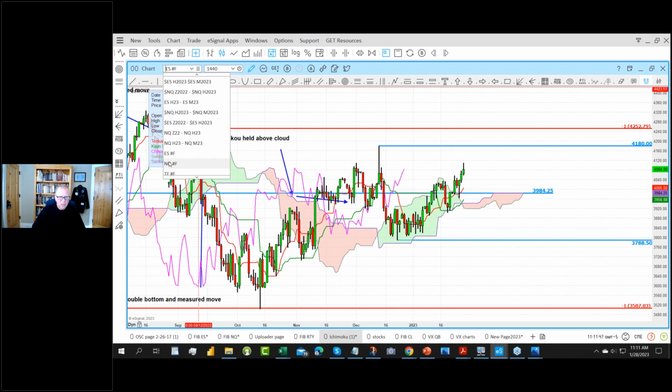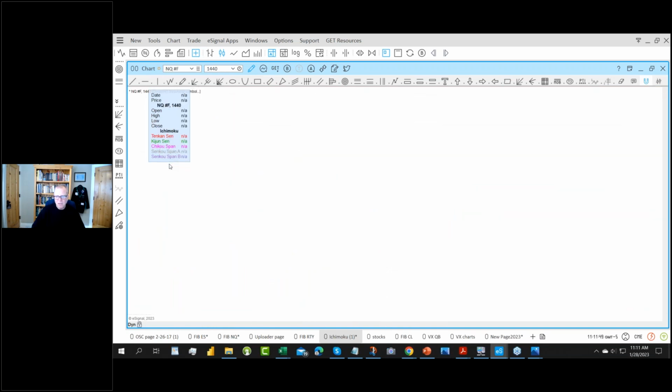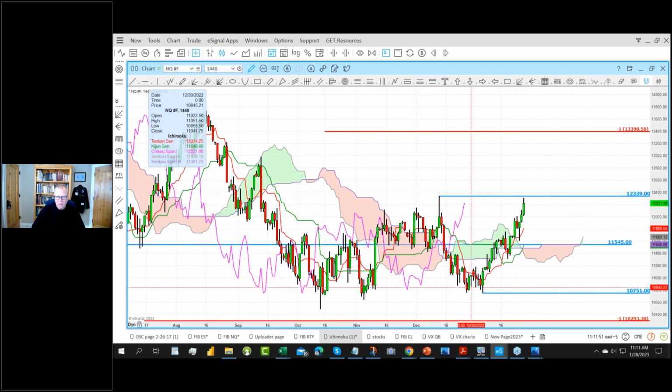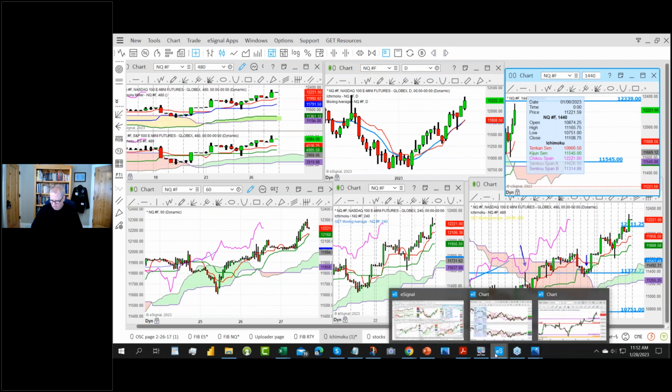which has been lagging until recently when it's taken the lead. And now here we are right up here, probably going to, here's that level, 13,398 on this chart. But I think if we get above here, it's going to move higher.